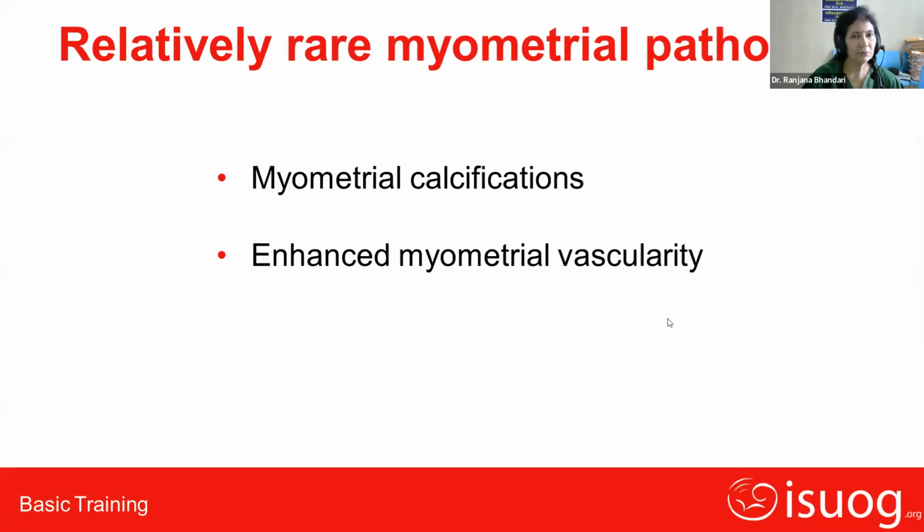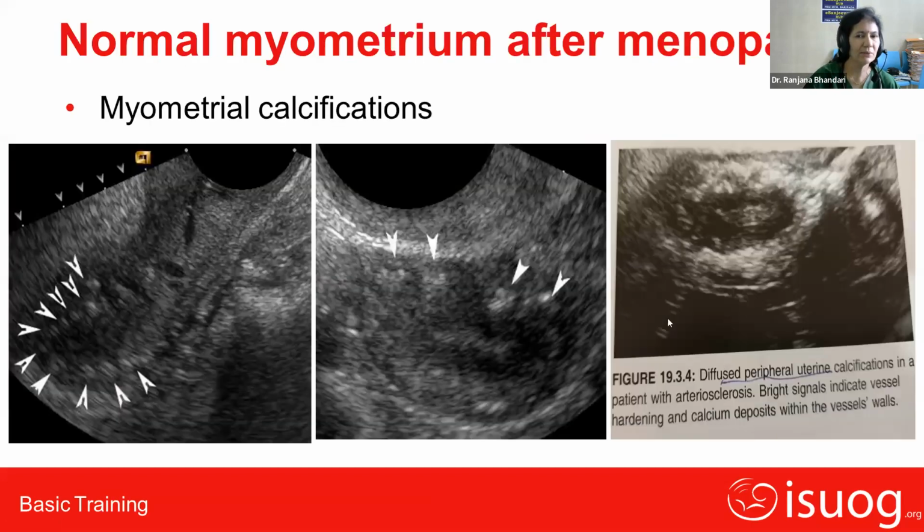So now let us come to some rare myometrial pathology. Many of them are there. So we will study them. First one is myometrial calcifications. This was one of our questions also.